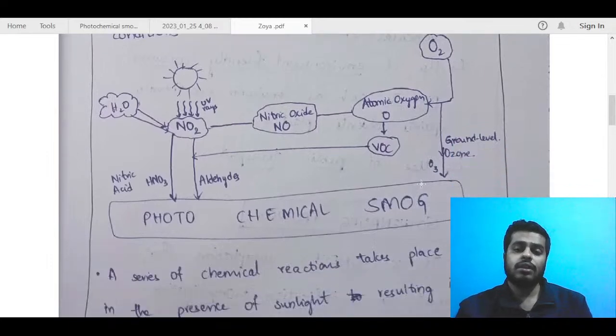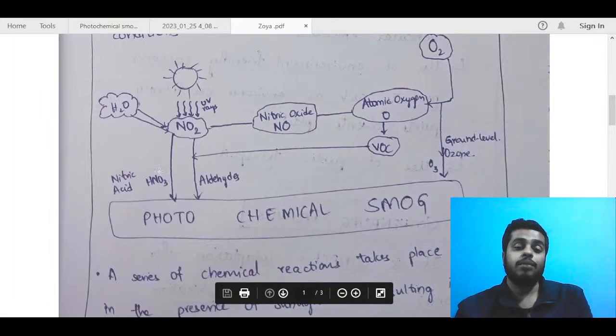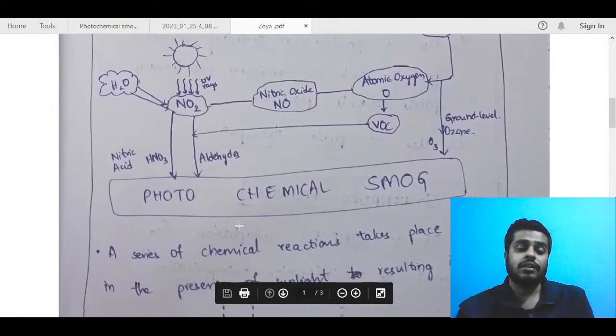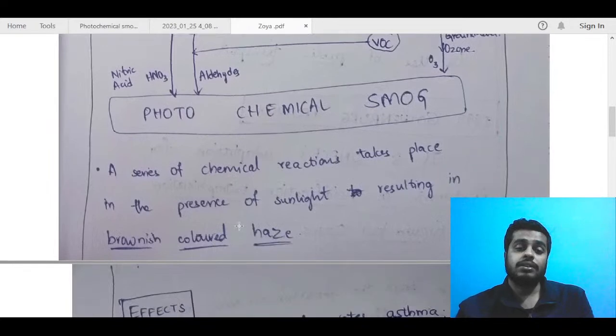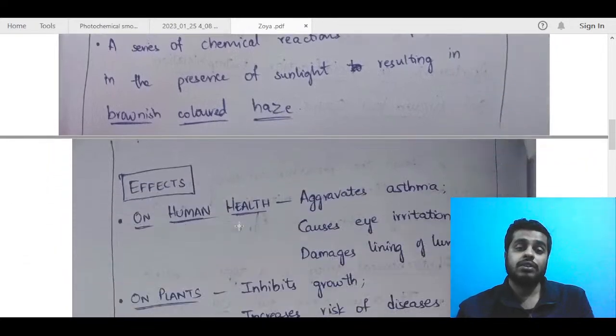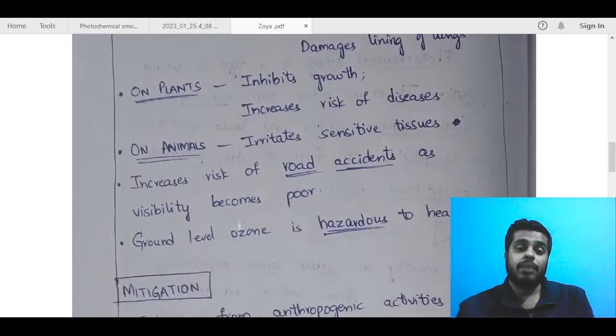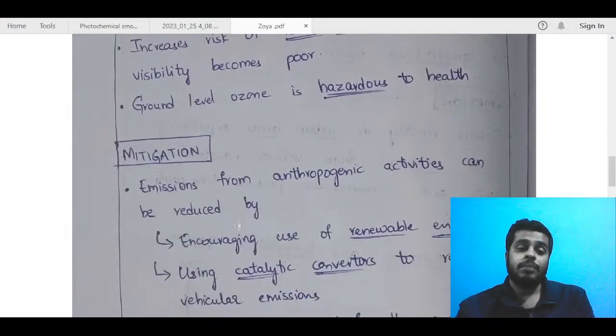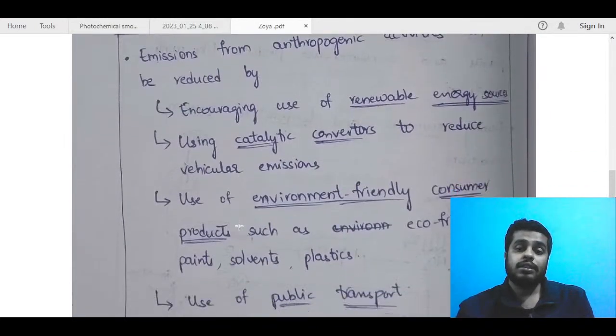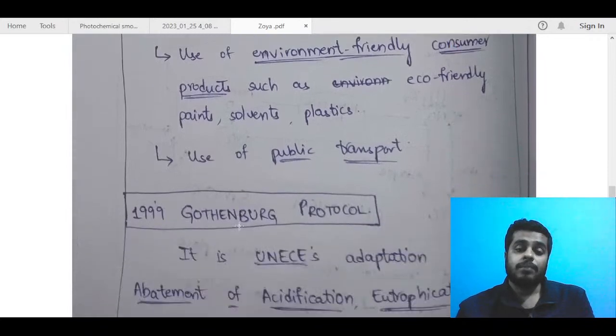Okay, this is a good diagram. Just a bit more clarity could have been maintained. For example, when you are talking about ground level ozone, talk about all the pollutants here, because photochemical smog basically consists of all of it. I think you have just made it broad and mentioned this. Okay, this is decent. These chemical reactions take place in the presence of sunlight, resulting in a brownish colored haze. Okay, affects health, plants, animals. This is good. Mitigation: emissions from anthropogenic sources reduced by increasing use of public transport.